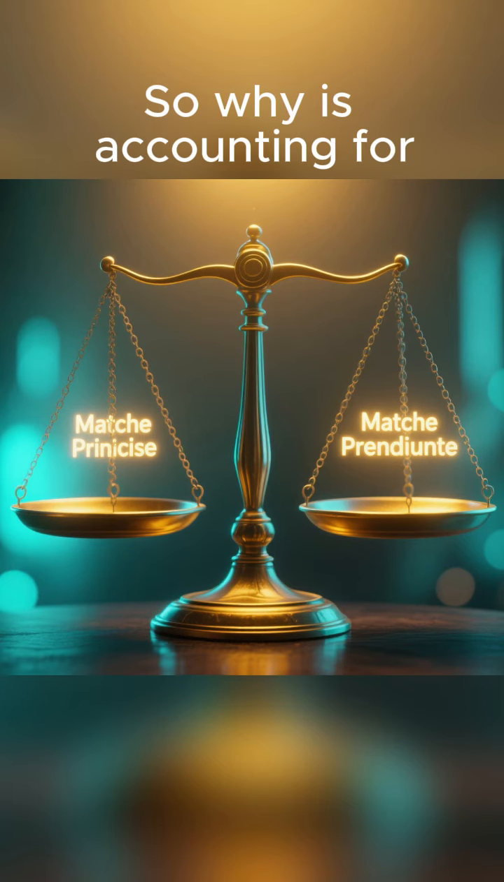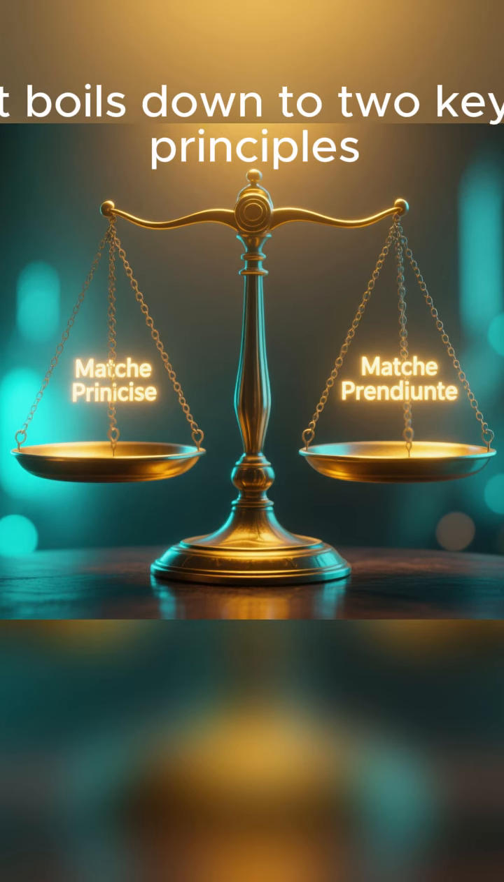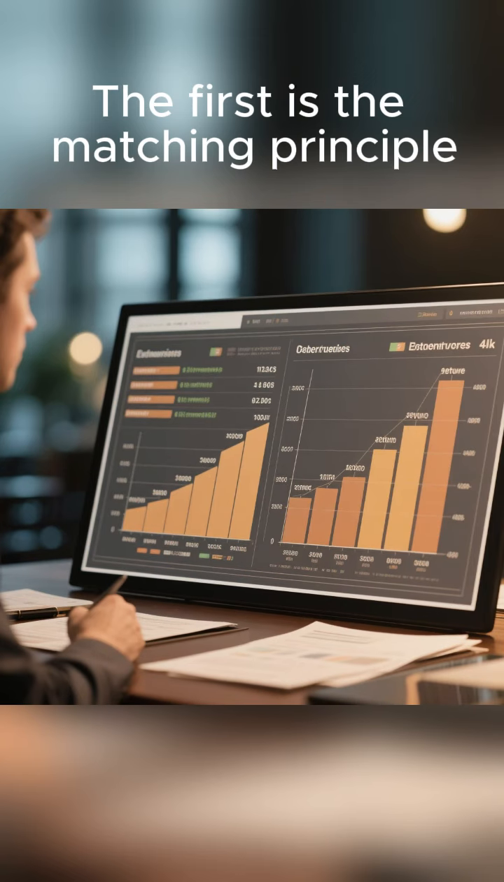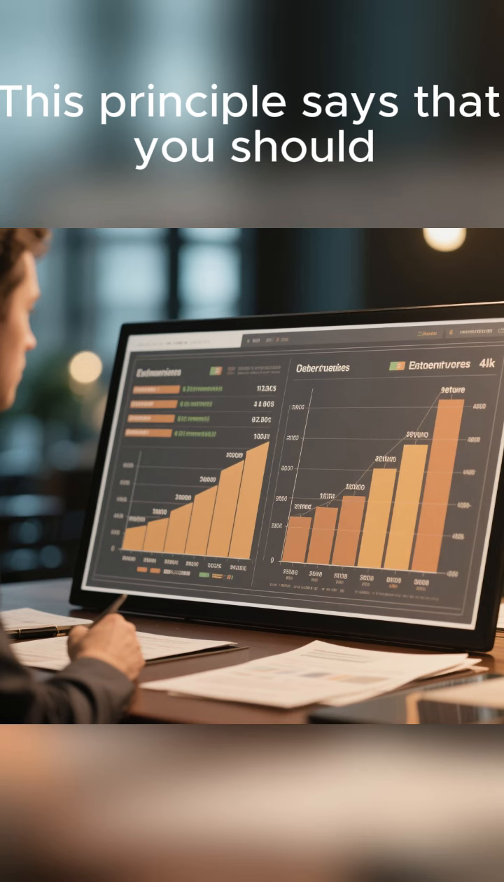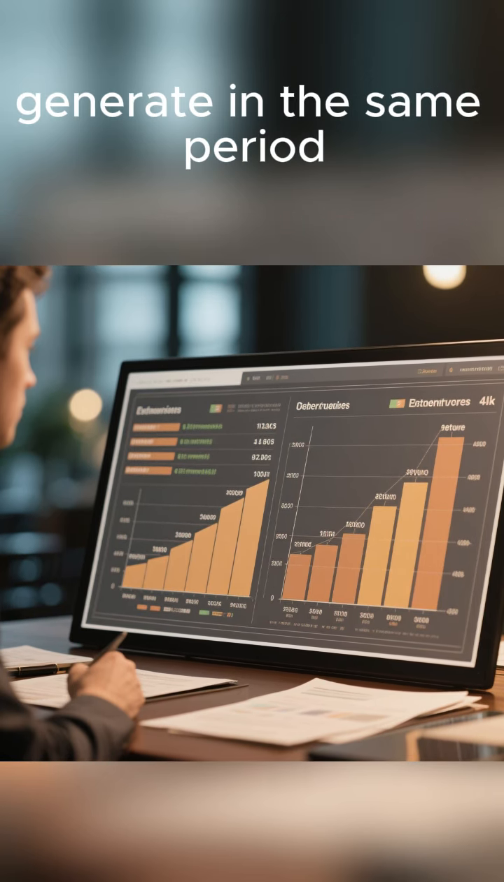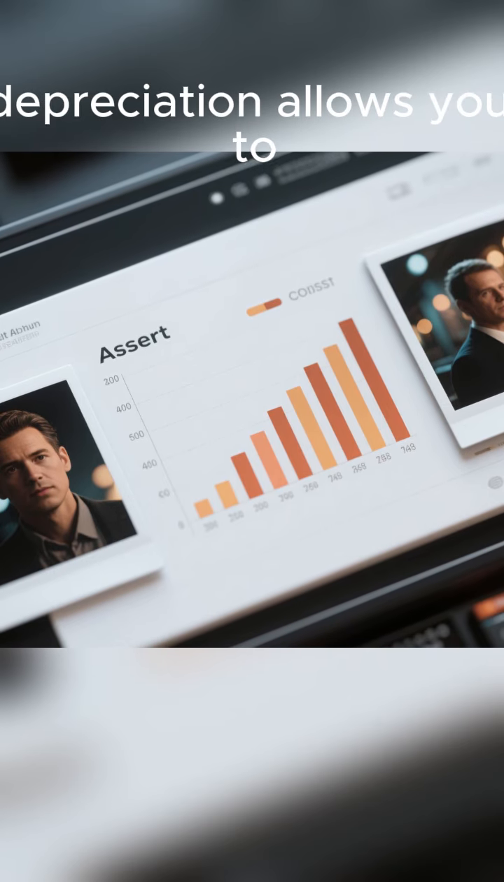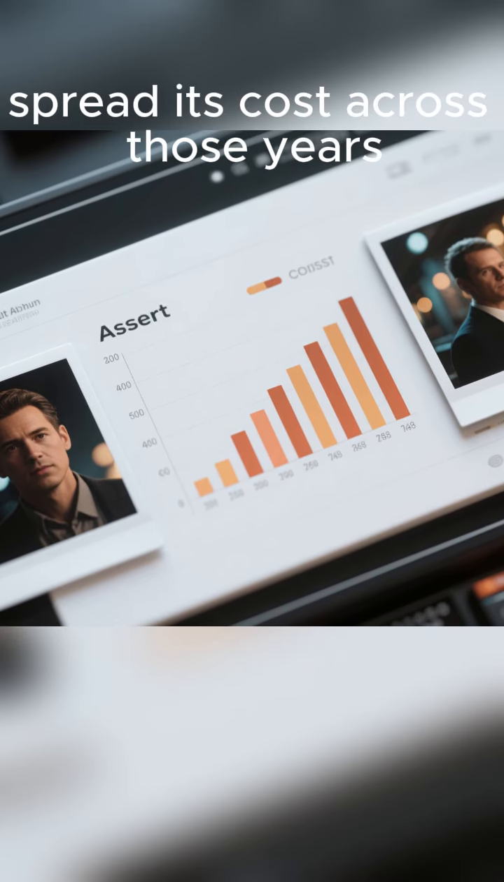So why is accounting for depreciation so crucial? It boils down to 2 key principles. The first is the matching principle. This principle says that you should match your expenses to the revenue they help generate in the same period. Since an asset helps generate revenue for several years, depreciation allows you to spread its cost across those years.